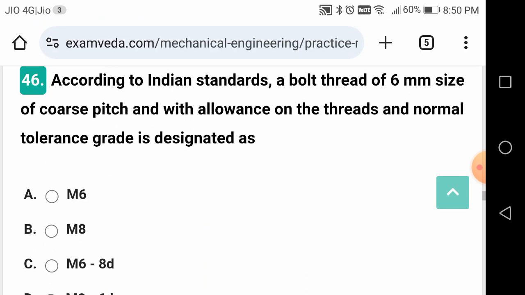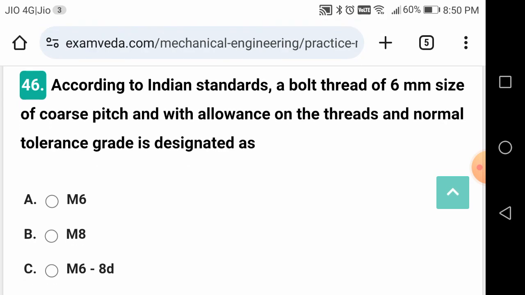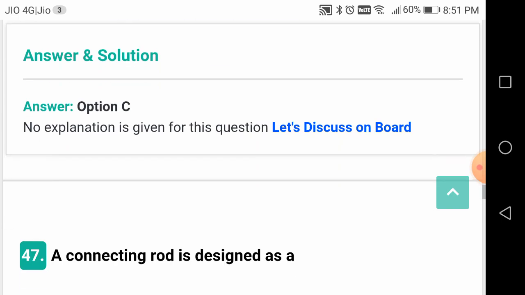Coarse. So here we have to underline, according to Indian standards, a bolt thread of 6 mm size of coarse pitch and with allowance on the threads and normal tolerance grade is designated as M6 into 6D.